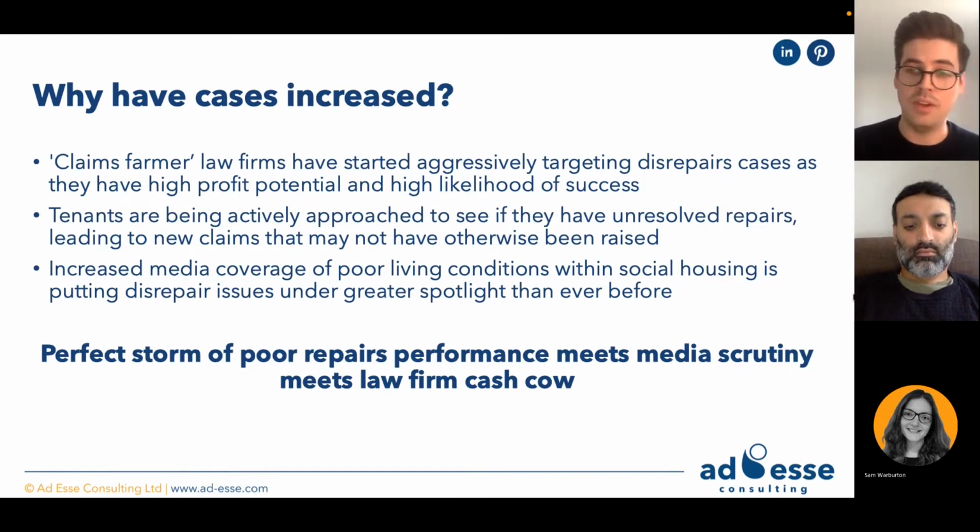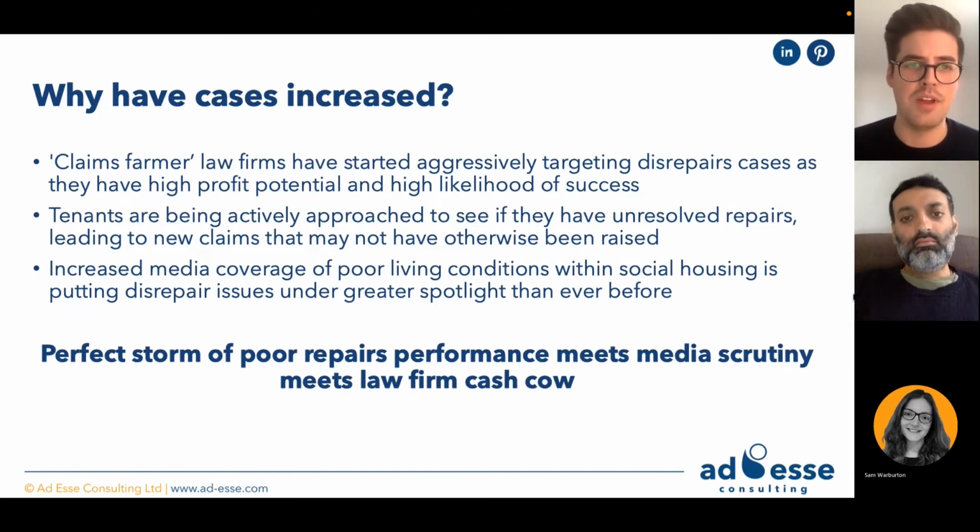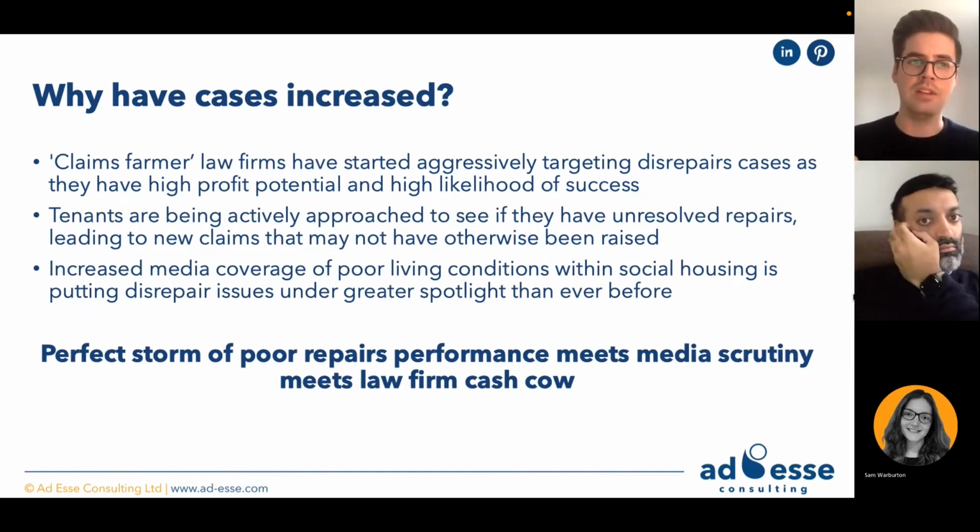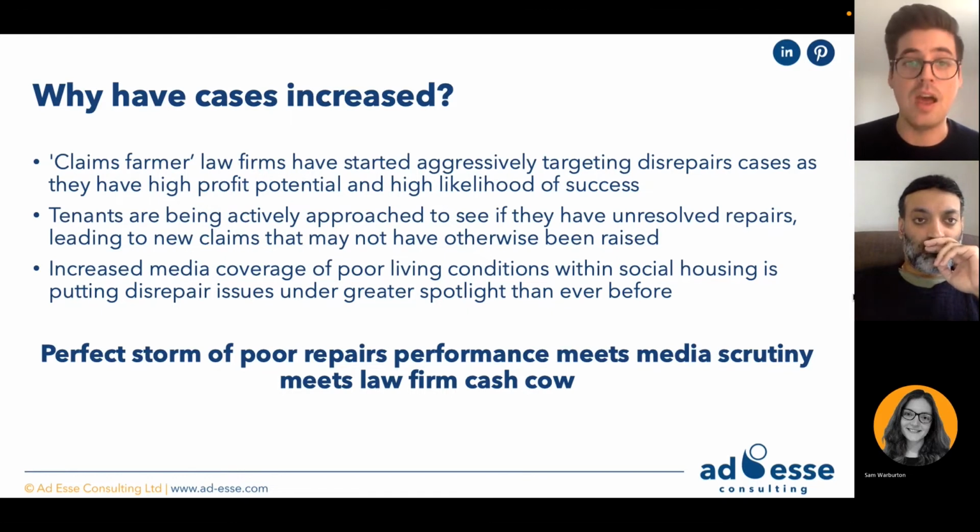One thing you can do is search for a housing association on Google, and with disrepairs, the first couple of entries usually will be law firms who have put themselves to the top of the list to try to reach out to tenants from those social landlords before you even see the social landlord's website underneath. Also, lots of leafleting and flyering of tenants as well, which is leading to lots of new claims being submitted that otherwise may not have been raised. So that seems to be the main driving force.